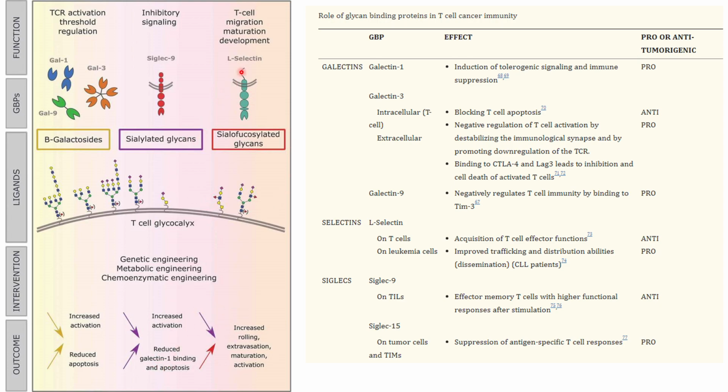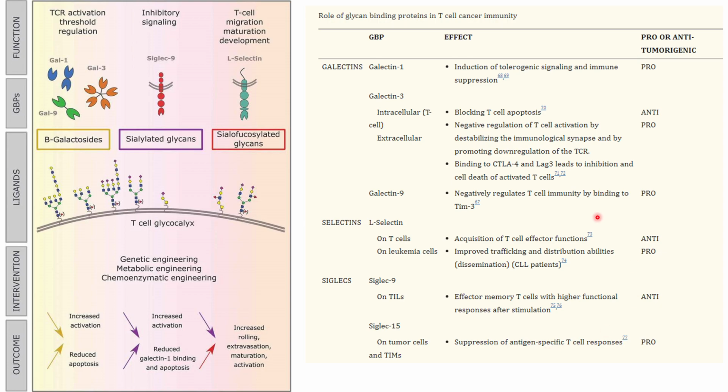the last category of the glycans that affect these glycan binding proteins are the sialofucosylated glycans, and this will lead to increased rolling, or we can say that T cells will not be able to reach a place where they are required, and extra vascularization, maturation, and activation will increase, so that the T cells might be diverted to the wrong pathways, we can say in general terms. And whatever we have discussed in the figure has been tabulated in this table.